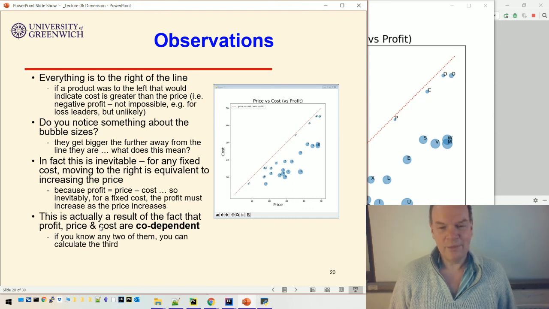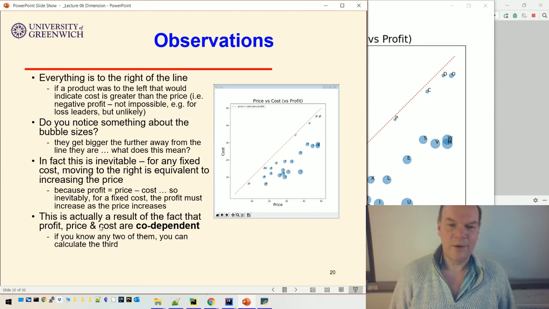And the technical reason why that's the case is that these values are codependent. So if you know any two of these values, if you know the price and the, what do we know? We know the price and the cost. We can calculate the profit. But if you know the price and the profit, we can calculate the cost. If you know any two of them, you can calculate the other one.